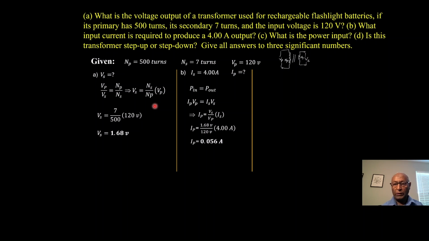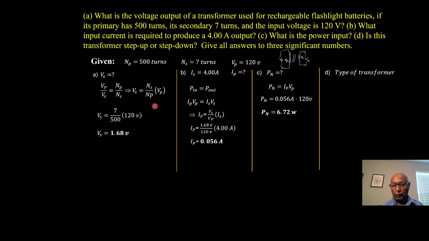C, what is the power input? What we are asked to find is the power input, and we know that the power input is the product of the voltage of the primary and the current of the primary. So P sub in is equal to I sub P times V sub P. Just plug in the numbers. We have calculated the current of the primary in B, and that's 0.056 amp. We are given the voltage of the primary, which is 120 volts, and that yields 6.72 watts.